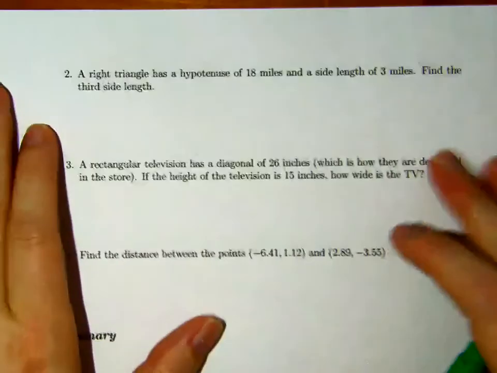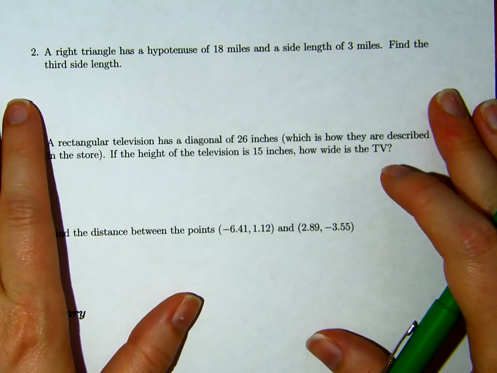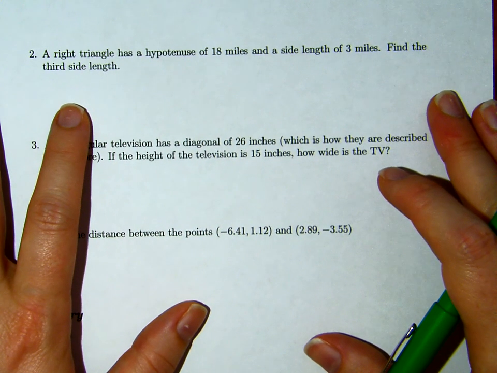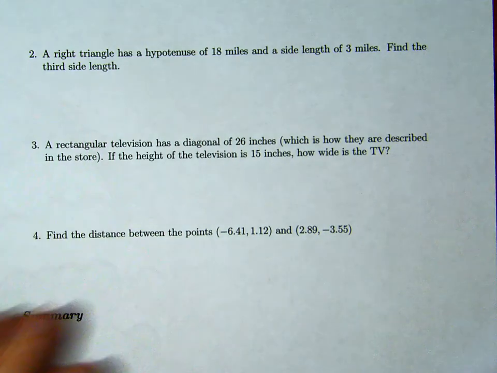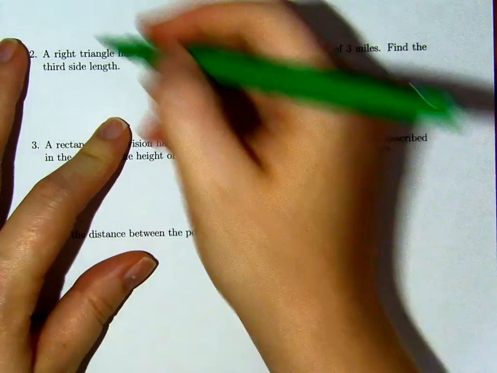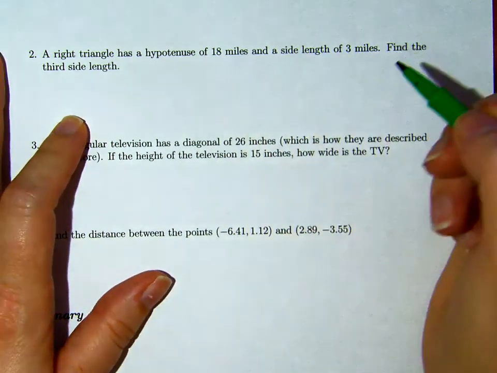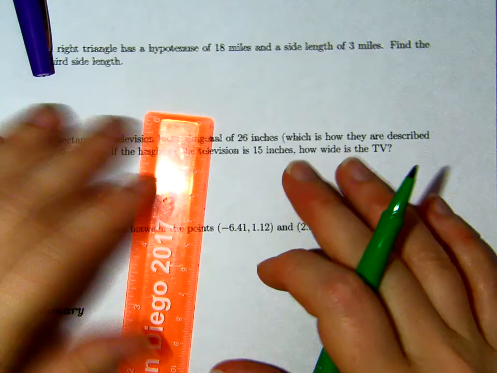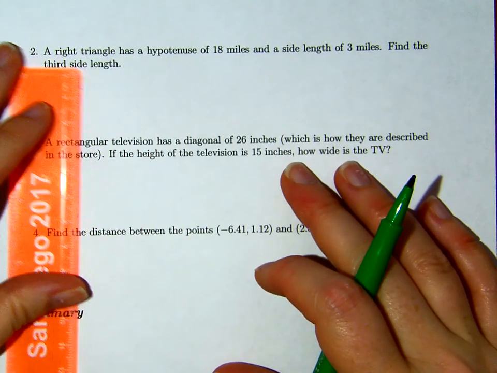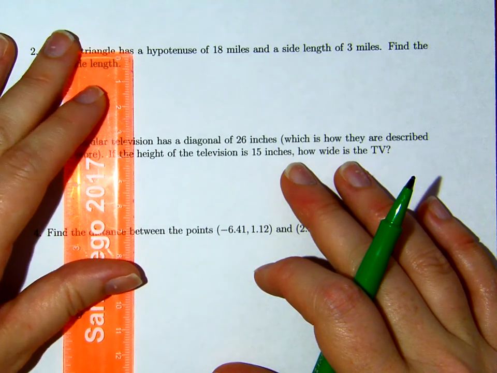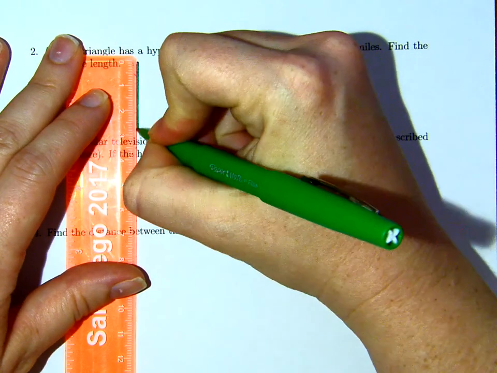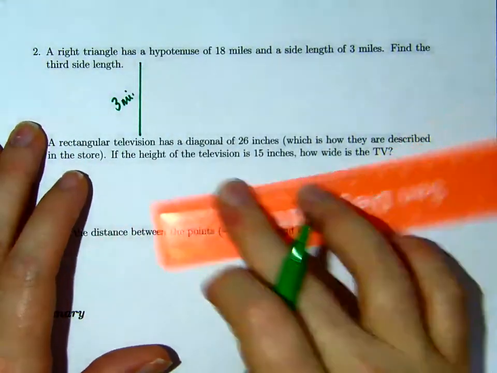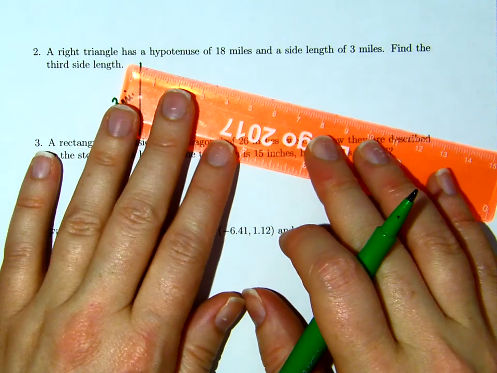Nice. Okay, a right triangle has a hypotenuse of 18 miles and a side length of 3 miles. Find the third side. I'm going to have to draw. Okay, I'm just going to make a quick drawing here. Hypotenuse of 18 and a side of 3. I'm just going to change every mile to a centimeter. So side length of 3, 1, 2, 3. 3 miles and hypotenuse of 18.